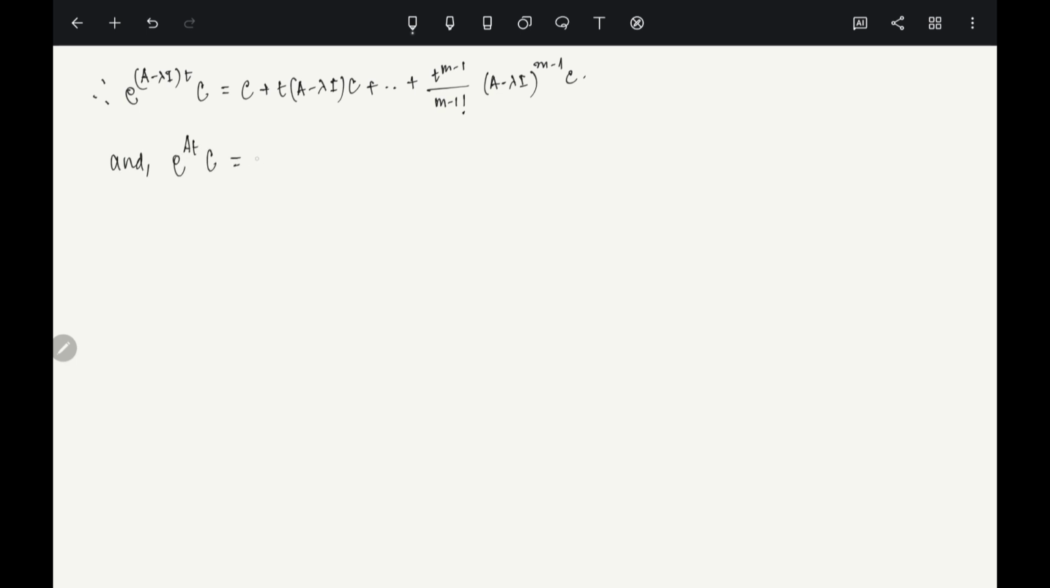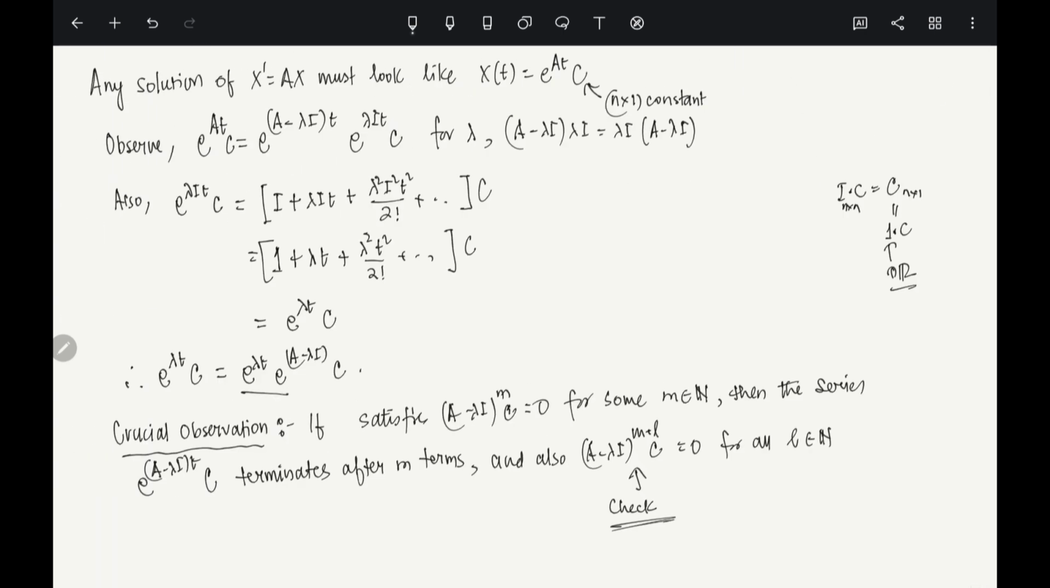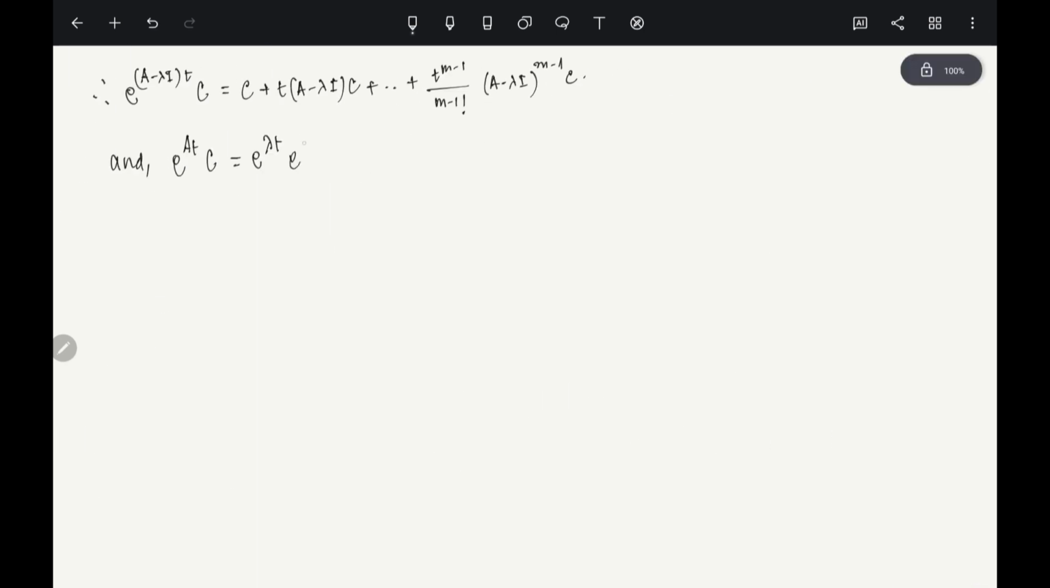What is it? It is nothing but e power lambda t. You remember, we wrote it like this: e power lambda t, e power a minus lambda I times c. And you have e power a minus lambda I t times the vector c. So let us write it properly. It is e power lambda t, and then I have the vector c plus t times a minus lambda I times c, plus it will go on, and I have this last term, t power m minus 1 by m minus 1 factorial, a minus lambda I power m minus 1 times c.